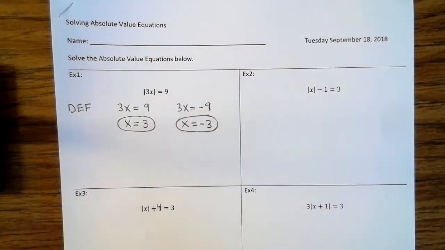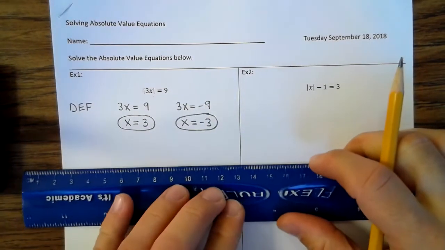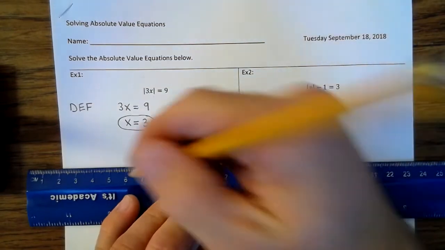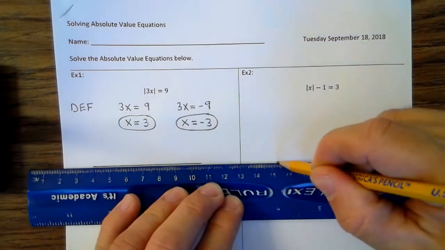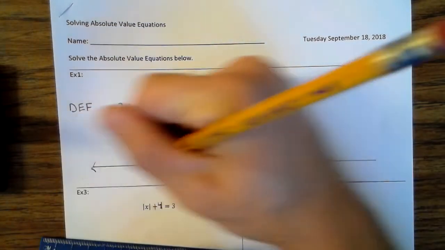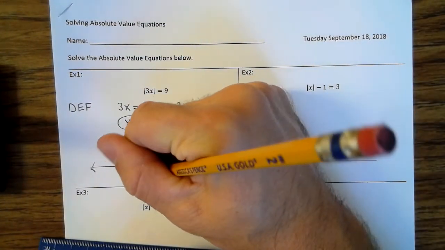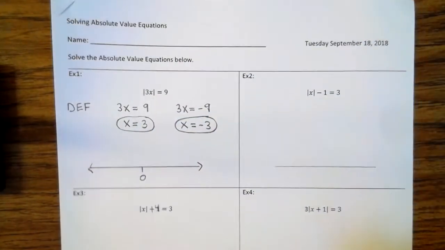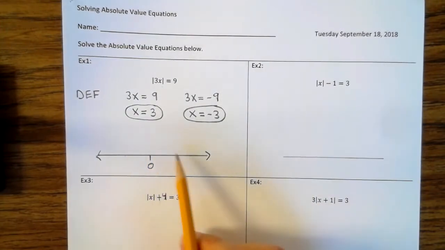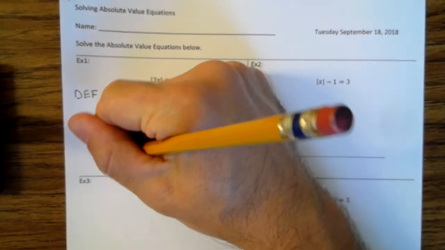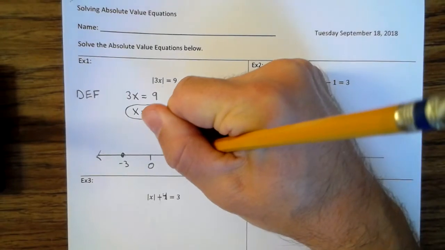Last step, we're going to graph the solution. Now, whenever I graph on the number line, I always put 0 because that separates the number line into negative and positive. So then all you have to do is put negative 3 in the negative side and positive 3 on the positive side.